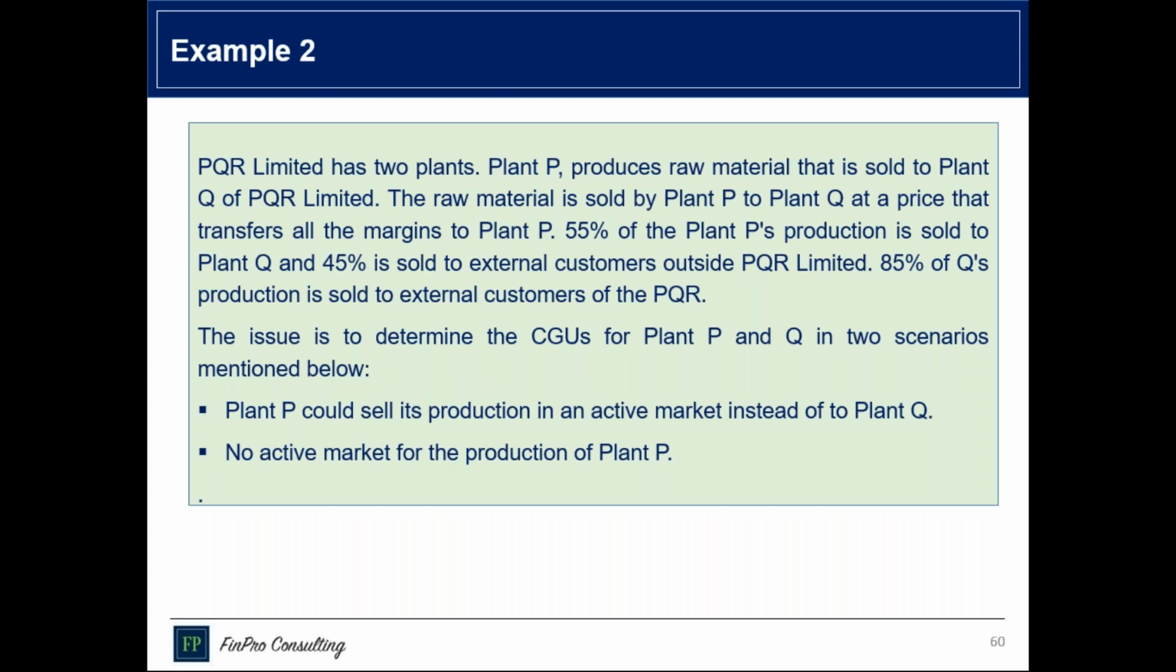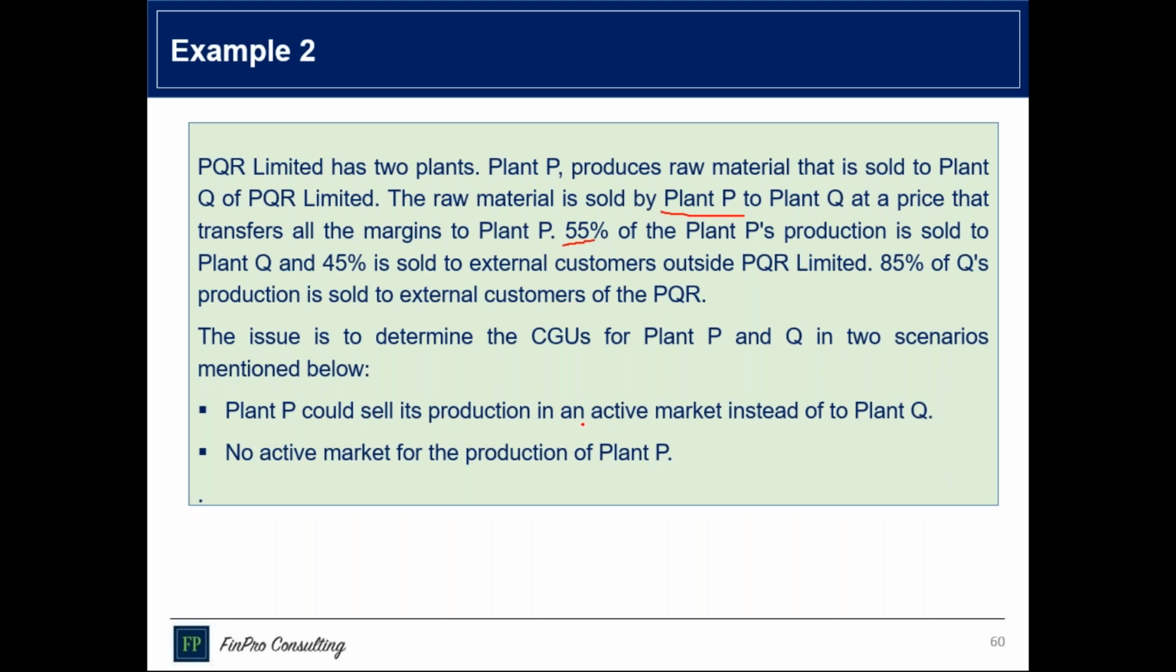85% of Q's production is sold to external customers of PQR. So again, most of the production is to outside customers. The issue is to determine the CGUs for plant P and Q in two scenarios mentioned below. Plant P could sell its production in an active market instead of to plant Q. So in the first circumstance, we are saying plant P can sell to external parties also and can sell to internal parties also. So in that case, they are operating on their own.